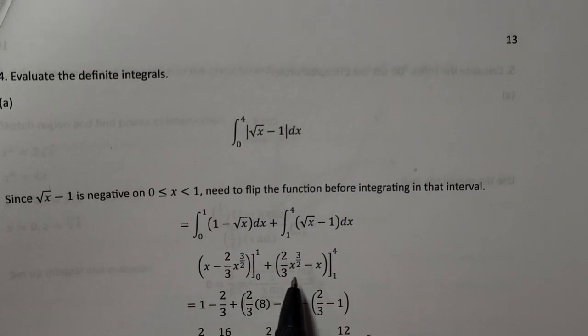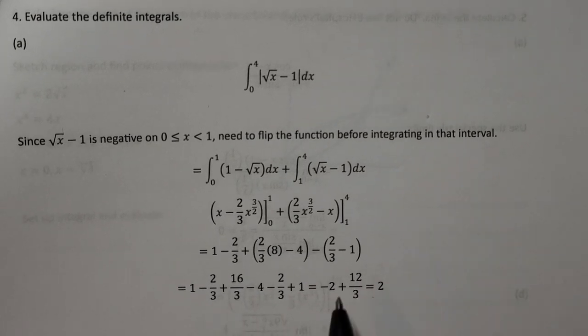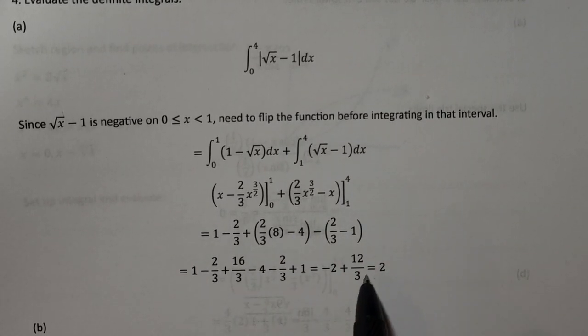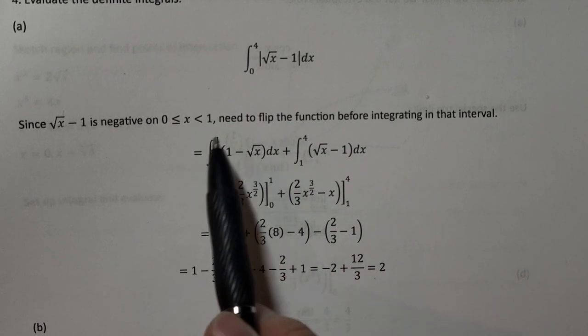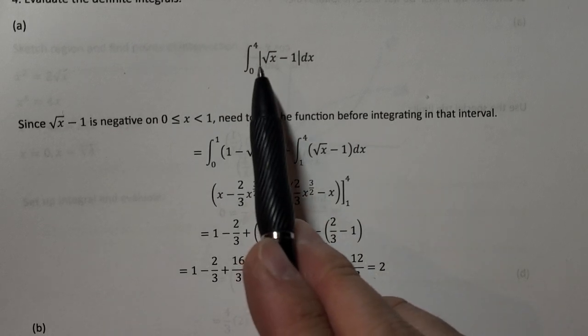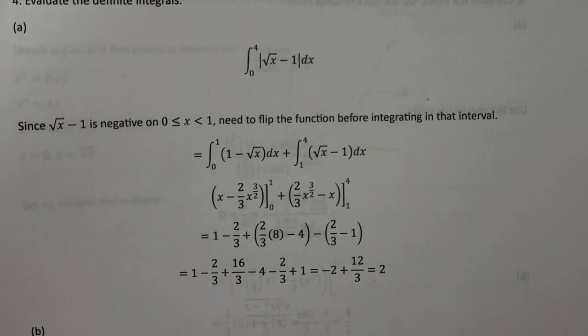Then we do the power rule and the fundamental theorem of calculus. If you simplify, you should get 2. So you can check your math against this, but the final answer should be 2. The key point, again, was you have to flip this portion over here because it was negative, and we want the absolute value, so you have to make it positive.